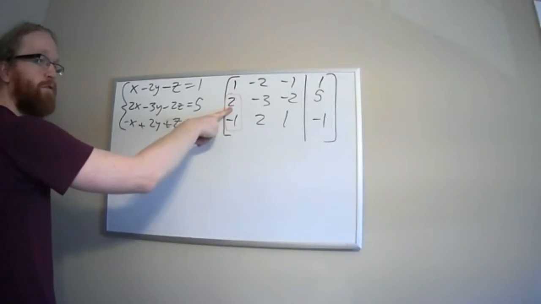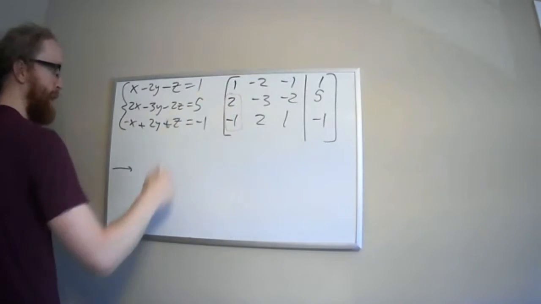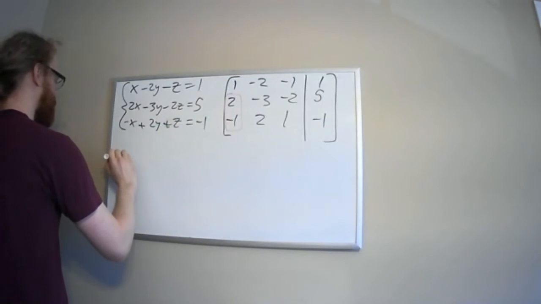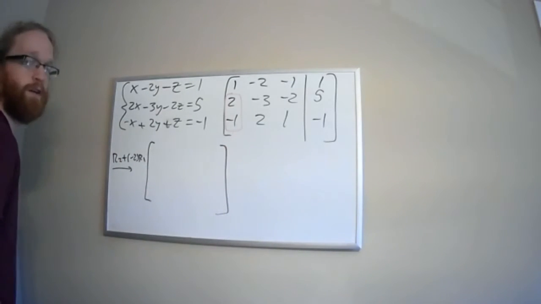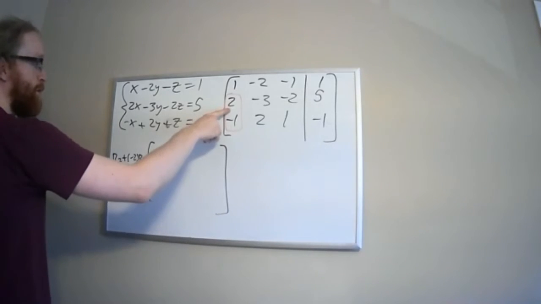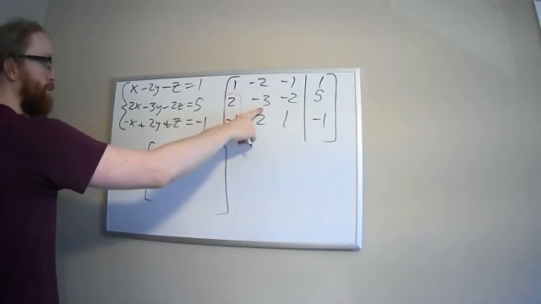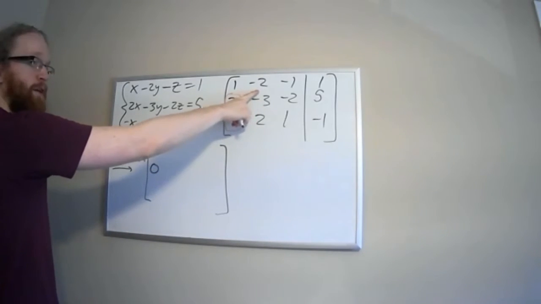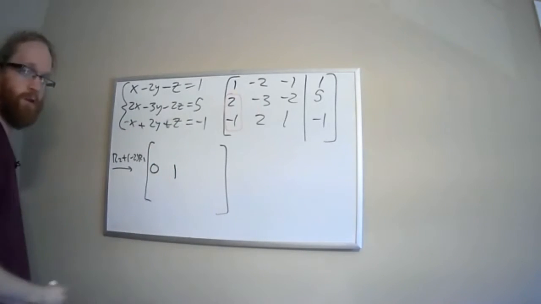What will cancel 2? Negative 2 will cancel 2. So let's multiply the first row by negative 2 and add it to the second row. So we'll do row 2 plus negative 2, row 1. Okay. So what happens to the second row? Well, this will be 2 plus negative 2, that's 0. Negative 3 plus, so negative 2 times negative 2 is positive 4, so that's negative 3 plus 4, which is positive 1.